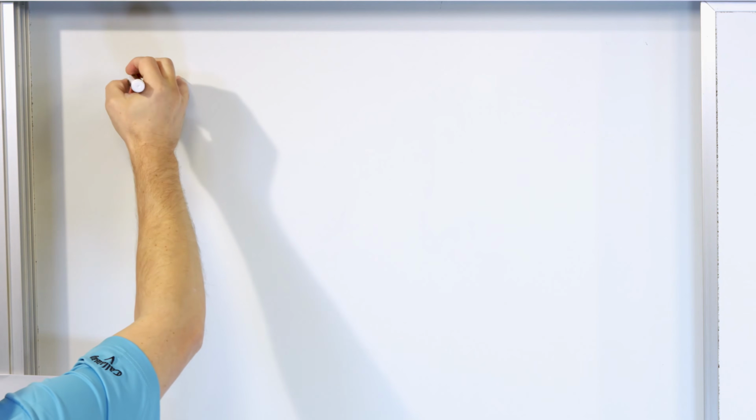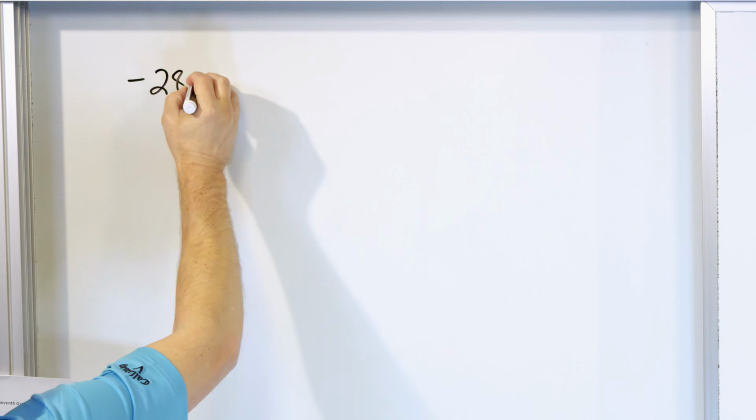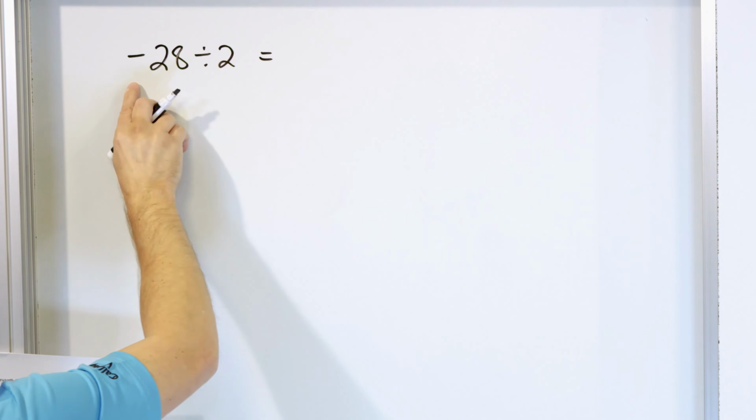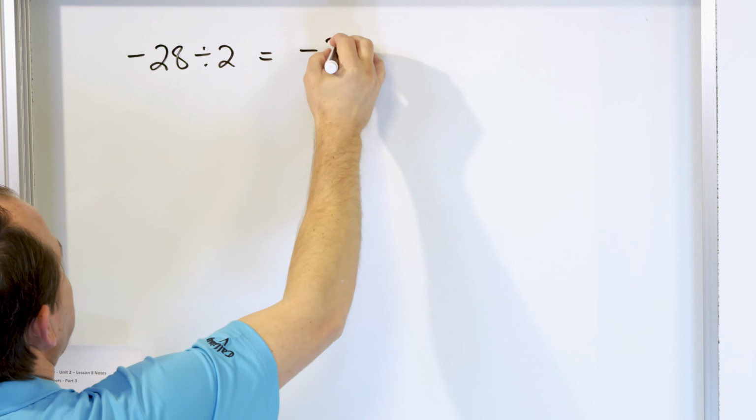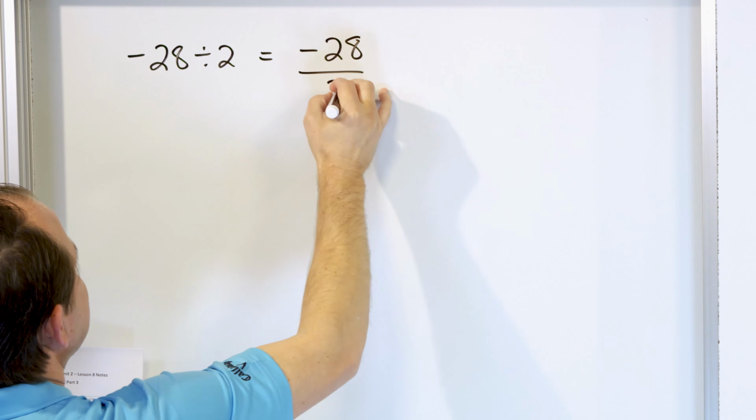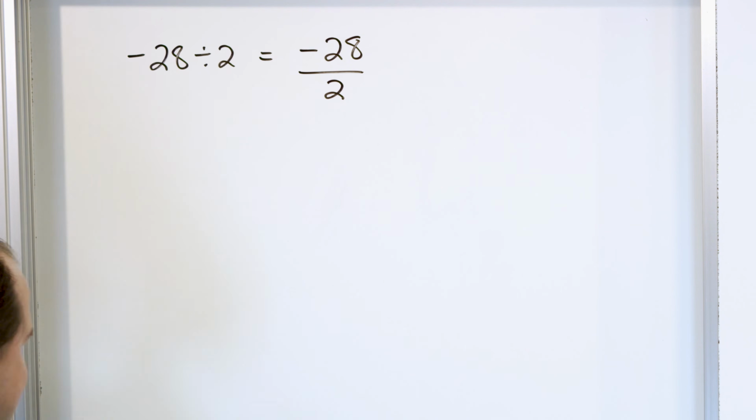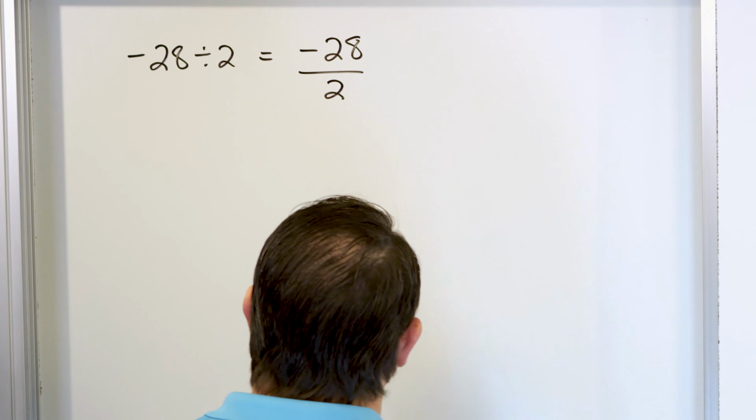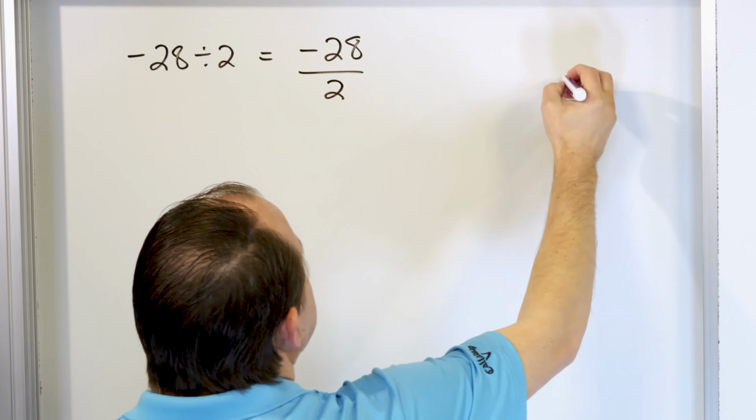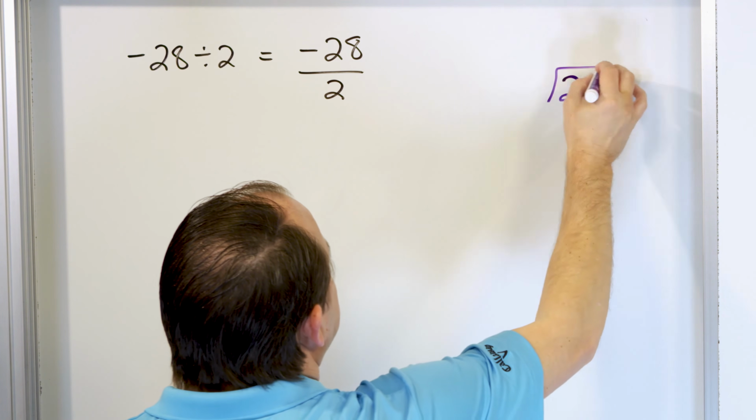Let's take a look at negative 28 and let's divide that by 2. So here we can write this, of course, always as a fraction. We want to generally write it like this, negative 28 divided by 2. Now, you may not remember what 28 divided by 2 is, so you're going to have to go off to the side and take 28 and divide it by 2.